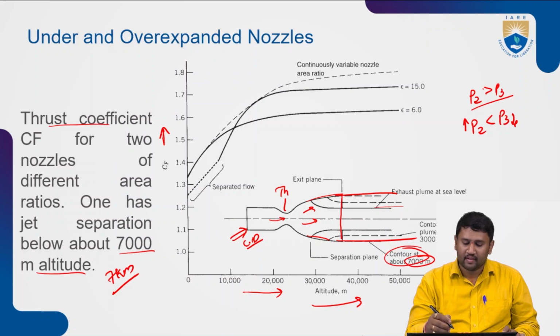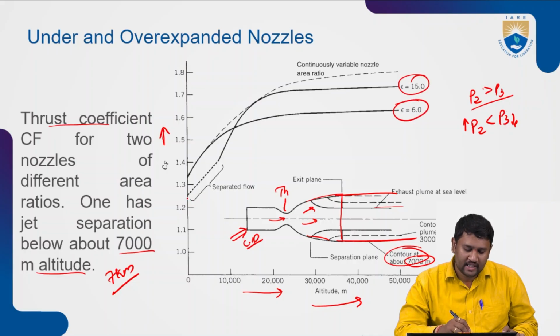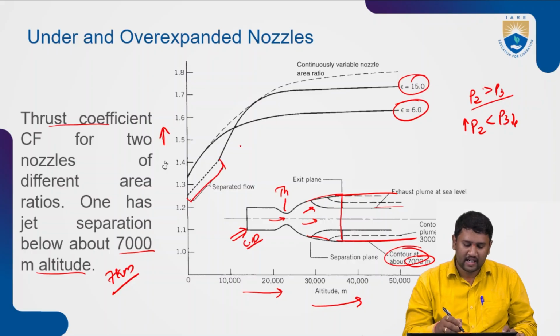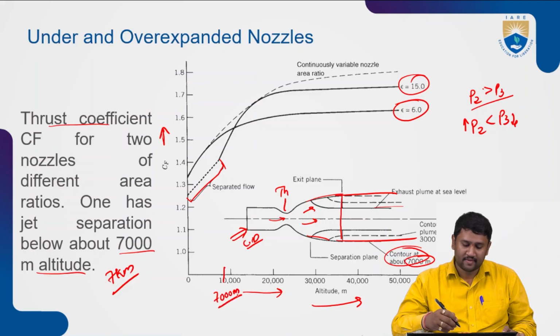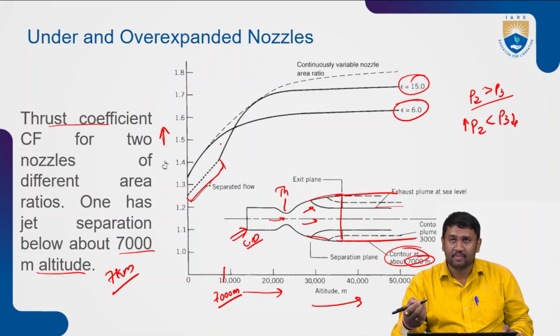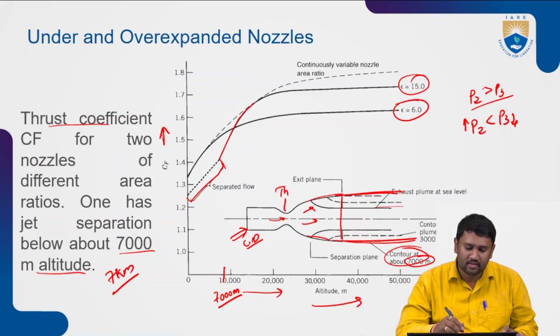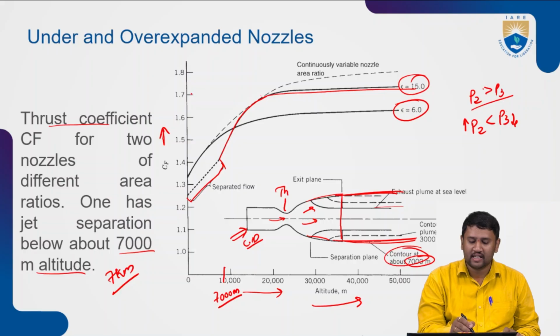Basically, for a constant area nozzle, particularly the area ratios of 6.0 as well as 15.0, initially there will be a separated flow, as we have seen in the figure, right? After a certain altitude, particularly 7,000 meters or 7 kilometers, the flow is no longer separated, but is flowing along the wall of the CD nozzle. So there is no separation. You will be getting some thrust, right? Now the maximum amount of thrust that it can generate is basically this value.